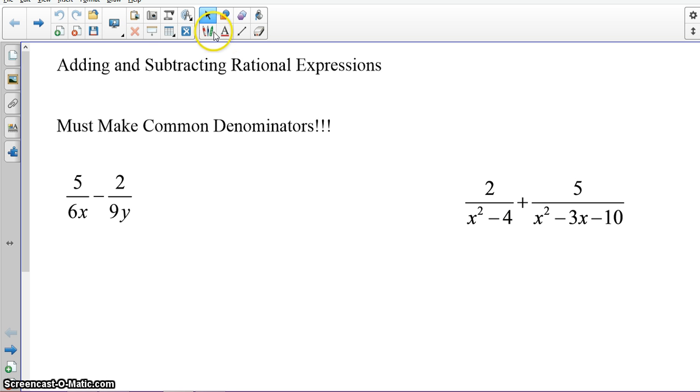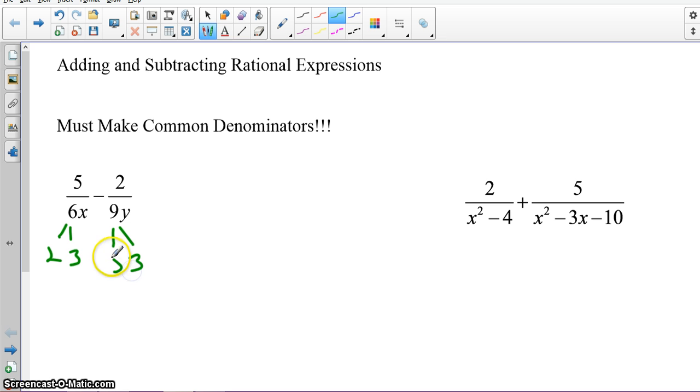All right, so you've got to find common denominators, and that always amounts to figuring out how to make the numbers the same and how to make the variables the same in both. For this one, what you have to do is factor. You have to see what factors there are. So this is just 2 and 3 for the 6, and this is just 3 and 3.